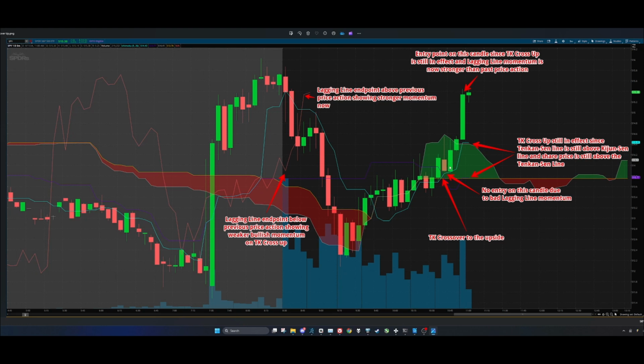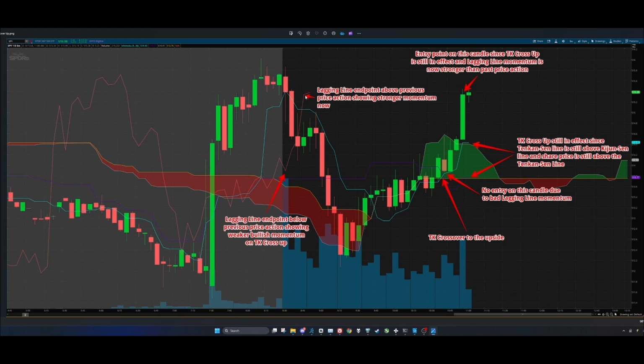But if you look at this red candle here and you trace it back 26 periods into the past, you can see that the lagging line endpoint is still beneath previous price action. So that's showing that this bullish momentum here is not that strong compared to previous price action. Previous price action was still above current price action. So you would not be getting in on this red candle. Instead, you would be getting in on this green candle. Your entry point is going to be on this candle, because if you look back 26 periods, this is where the lagging line endpoint was at the time where it ended.